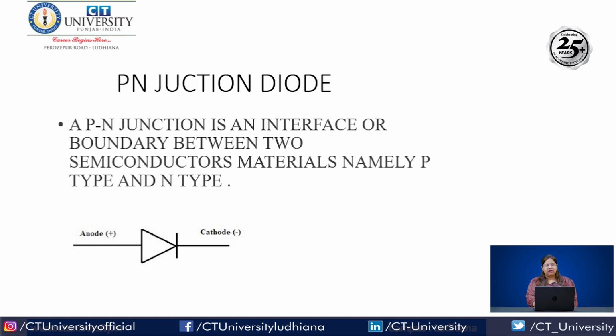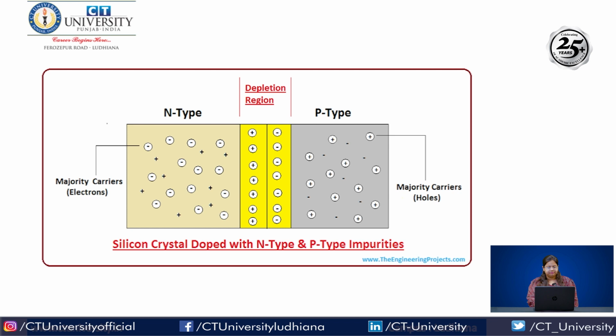P and n-type are of no use when they are separate, and if we combine them, a P and N junction diode is formed, which is very useful in everyday life. So, next topic is about the PN junction diode. A PN junction diode is an interface or a boundary between the two semiconductor materials, namely p-type and n-type. It is formed by the combination of p-type and n-type. Below is the symbol of PN junction diode. In this symbol, the triangle represents the p-type and the vertical line represents the n-type.